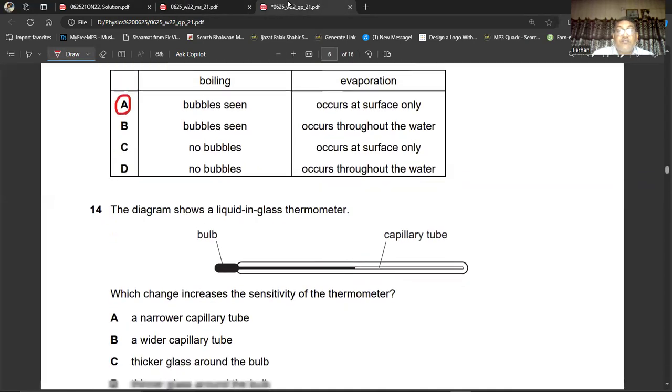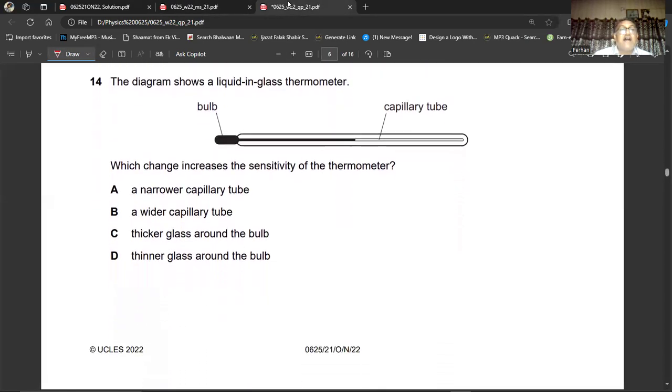Then we have question number 14. He says the diagram shows a liquid in glass thermometer. Which change increases the sensitivity of the thermometer? If you want to increase the sensitivity of the thermometer, you have to make the capillary tube narrow. You need to make it narrow. You have to decrease its diameter.